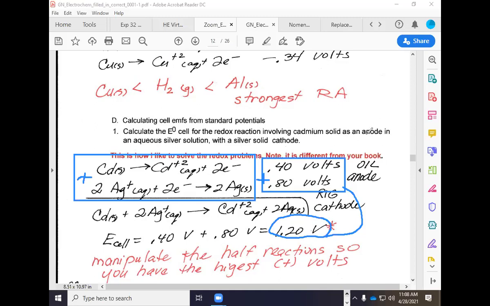Because they may not always tell you in the problem which one's the anode and which one's the cathode. And it doesn't take that long to go through the possibilities. You'll see pretty fast which one to flip to get the positive volts. So I like doing it this way. This way makes more sense to me. I know what steps to do.